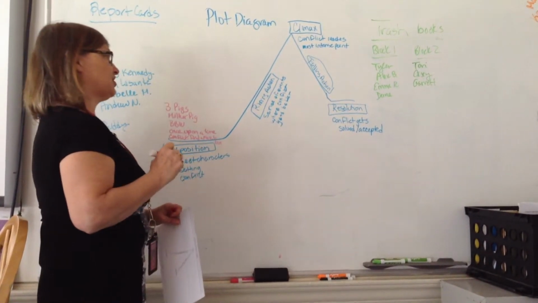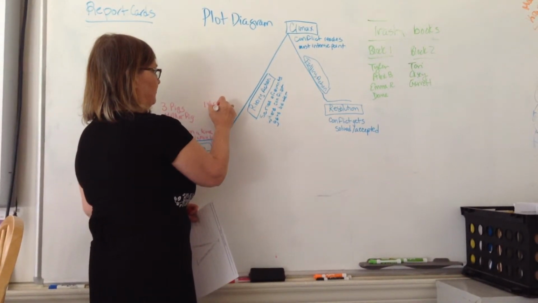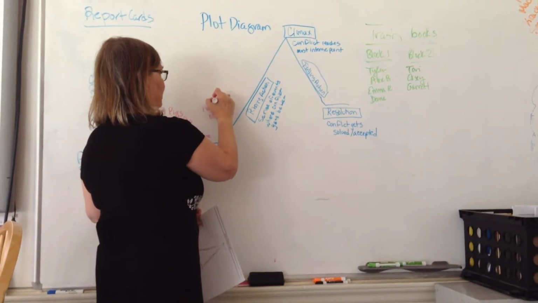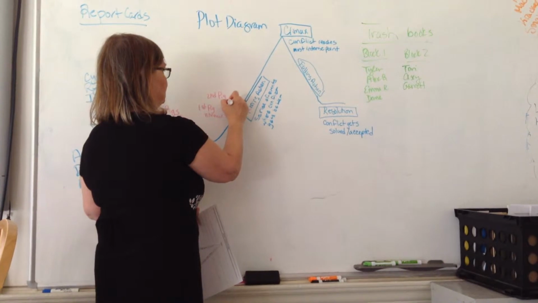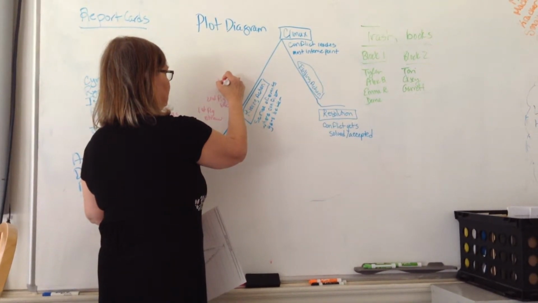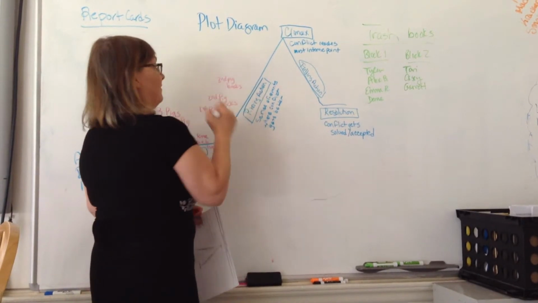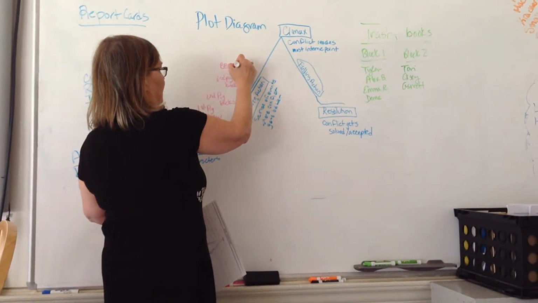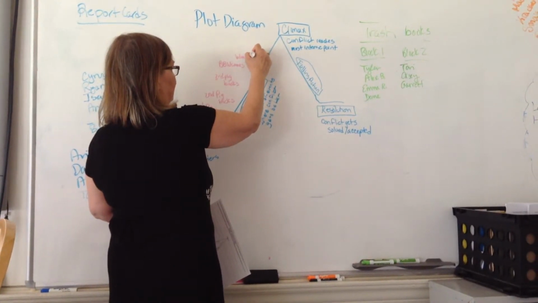So the rising action is, the first little pig builds his house of straw. And then the second pig builds his house of sticks. And then the third pig builds his house out of bricks. And then the Big Bad Wolf comes. And he blows down the first house. And then the second.